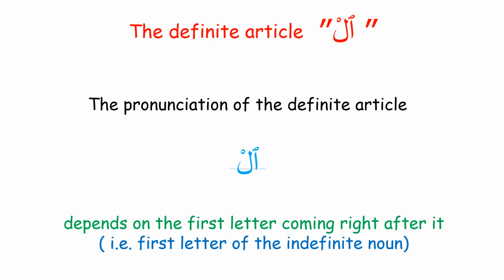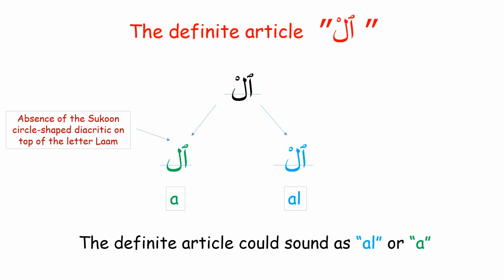Now, time has come to solve the mystery behind this variation. Do you remember when I said that the choice of the words al-qamaru and ash-shamsu was not done randomly? In fact, the pronunciation of the definite article depends on the first letter coming right after it. The definite article could sound as al or a, and the decisive factor in dropping the pronunciation of the letter lam is the letter coming right after it.